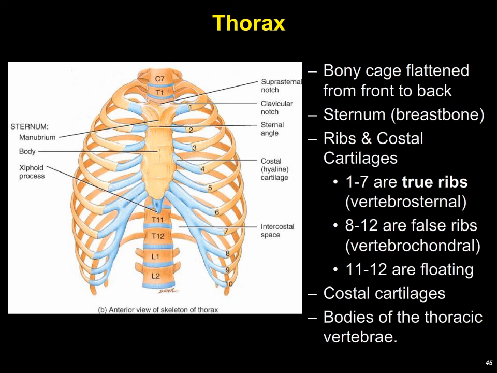Now let's take a look at ribs 8 through 12. We call these our false ribs. And the first few of these ribs are called vertebrochondral ribs. And that's because their cartilages don't directly connect with the sternum. Instead, they connect with the cartilages of the overlying ribs. And finally, the last 2 ribs are called floating ribs because they're attached to the spine, but they don't attach to the sternum or the cartilages whatsoever.